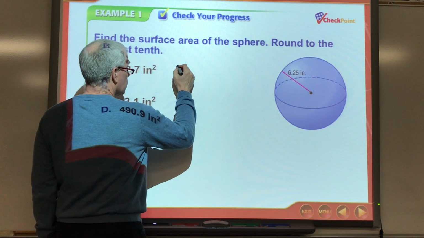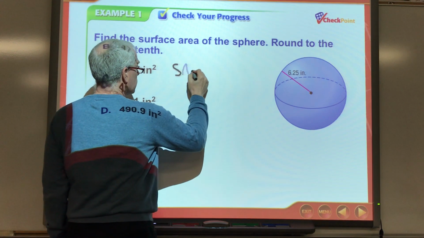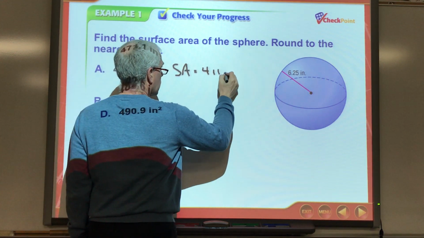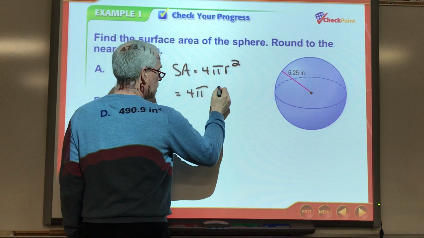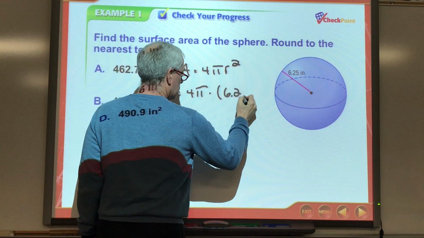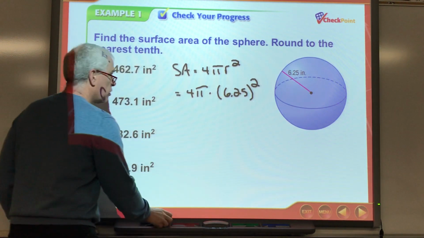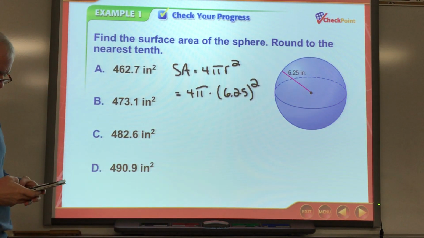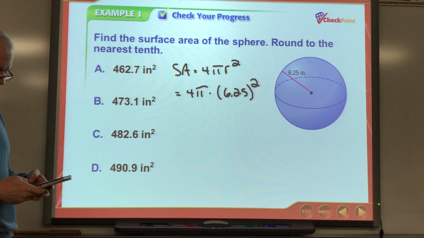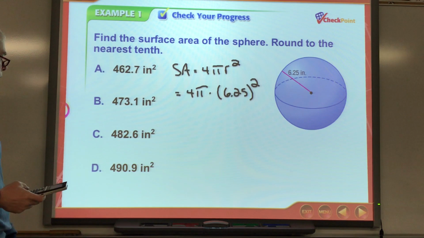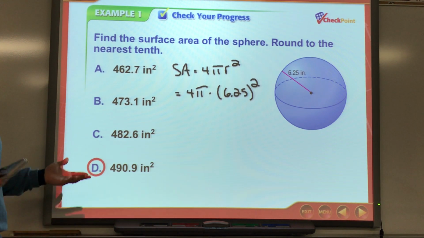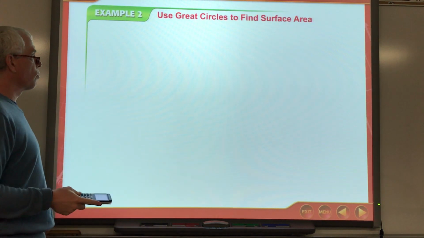Okay, so surface area here is 4 pi r squared, which in this case is going to be 4 times pi times 6.25 squared. I get 490.87 or 490.9. Looks like D is our answer. As long as you know the radius, this is a pretty straightforward formula.